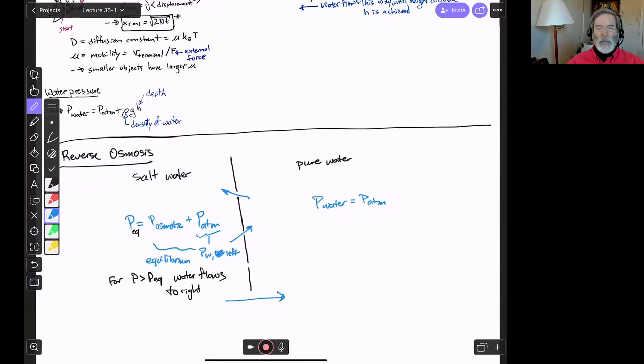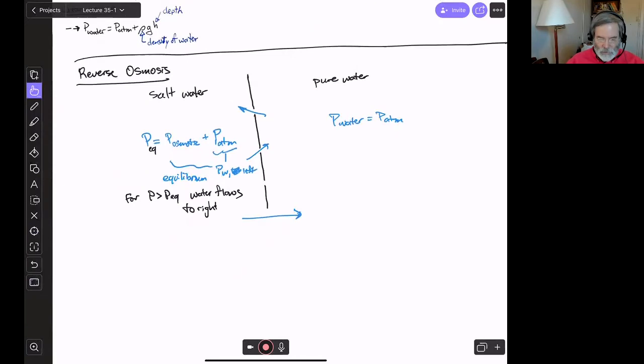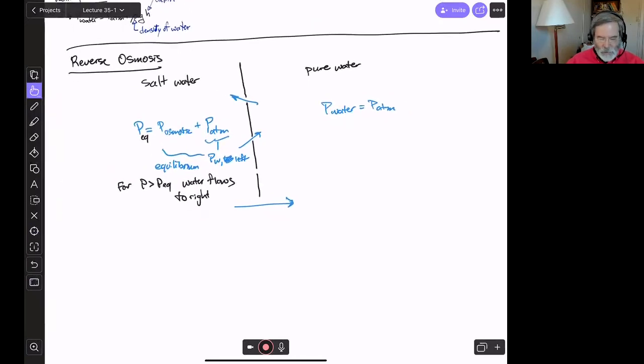I want to compare the energy efficiency of this method of producing pure water compared to the more conventional way, which is distillation. And so when we think about the energy needed to produce water by this reverse osmosis process, reverse osmosis because the water is flowing in the opposite direction that you normally think of for osmosis, you have to do work to push the water through this membrane.